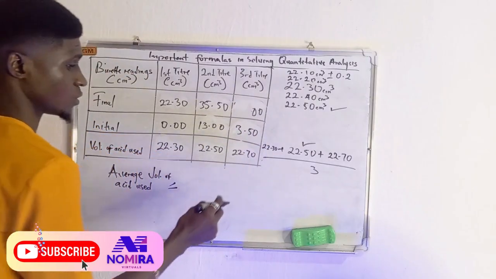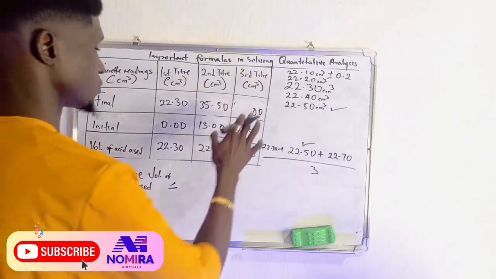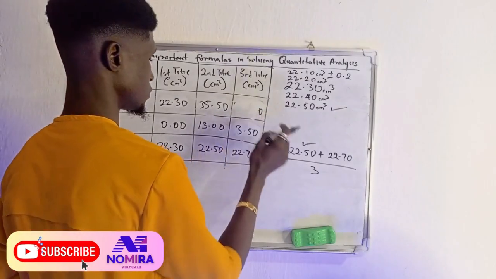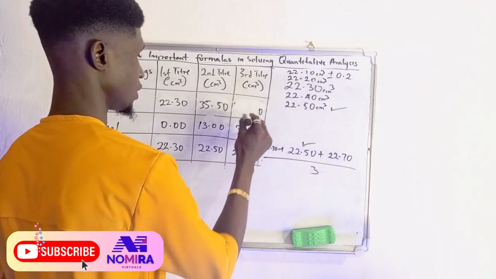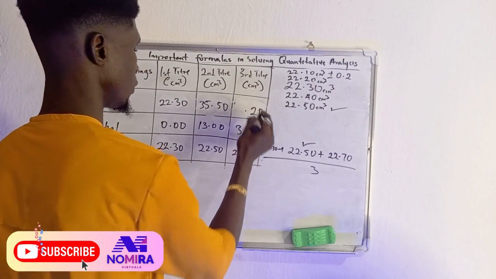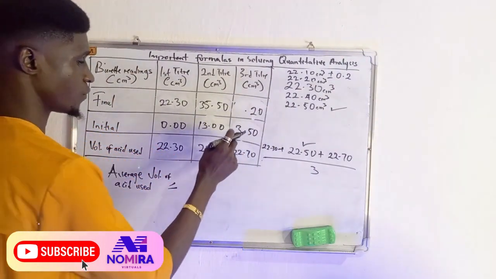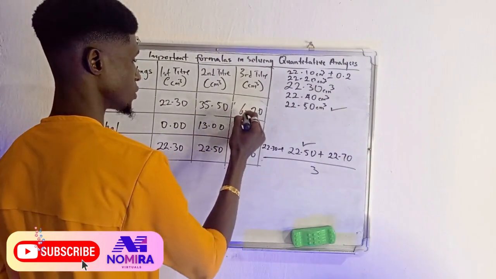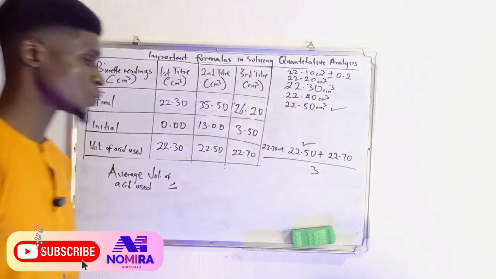That is 12.2 point. This is 4. Then put it here. That will be 6. 26 point what?